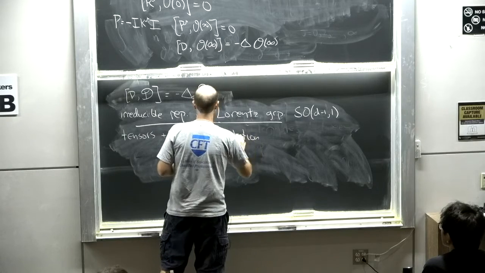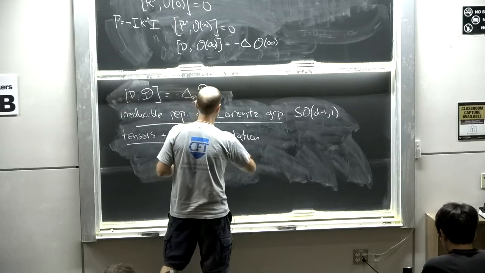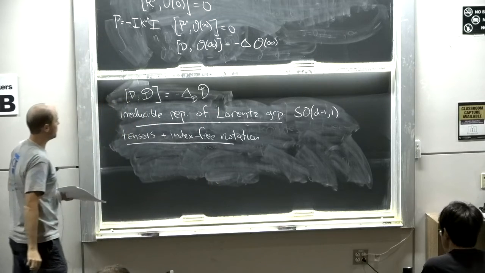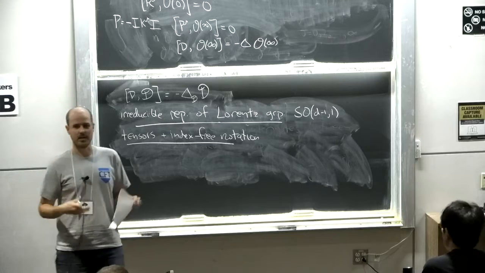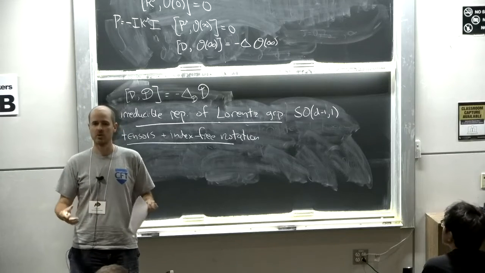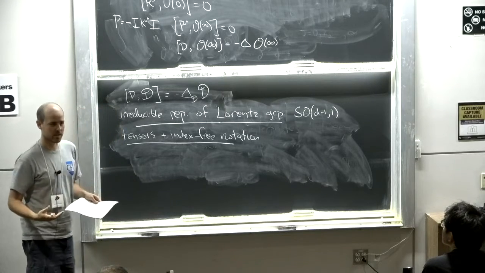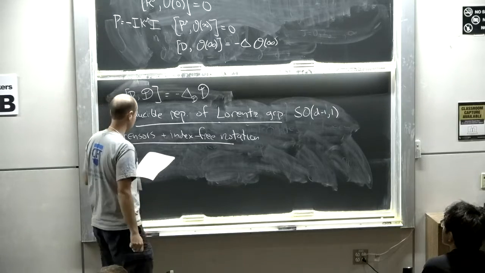So I'm going to start with something hopefully familiar, which is tensors, and write them in terms of what's called index-free notation, which at first will just look like a kind of nicety, but will turn out to be really crucial for describing the more complicated types of representations that will arise in this story.